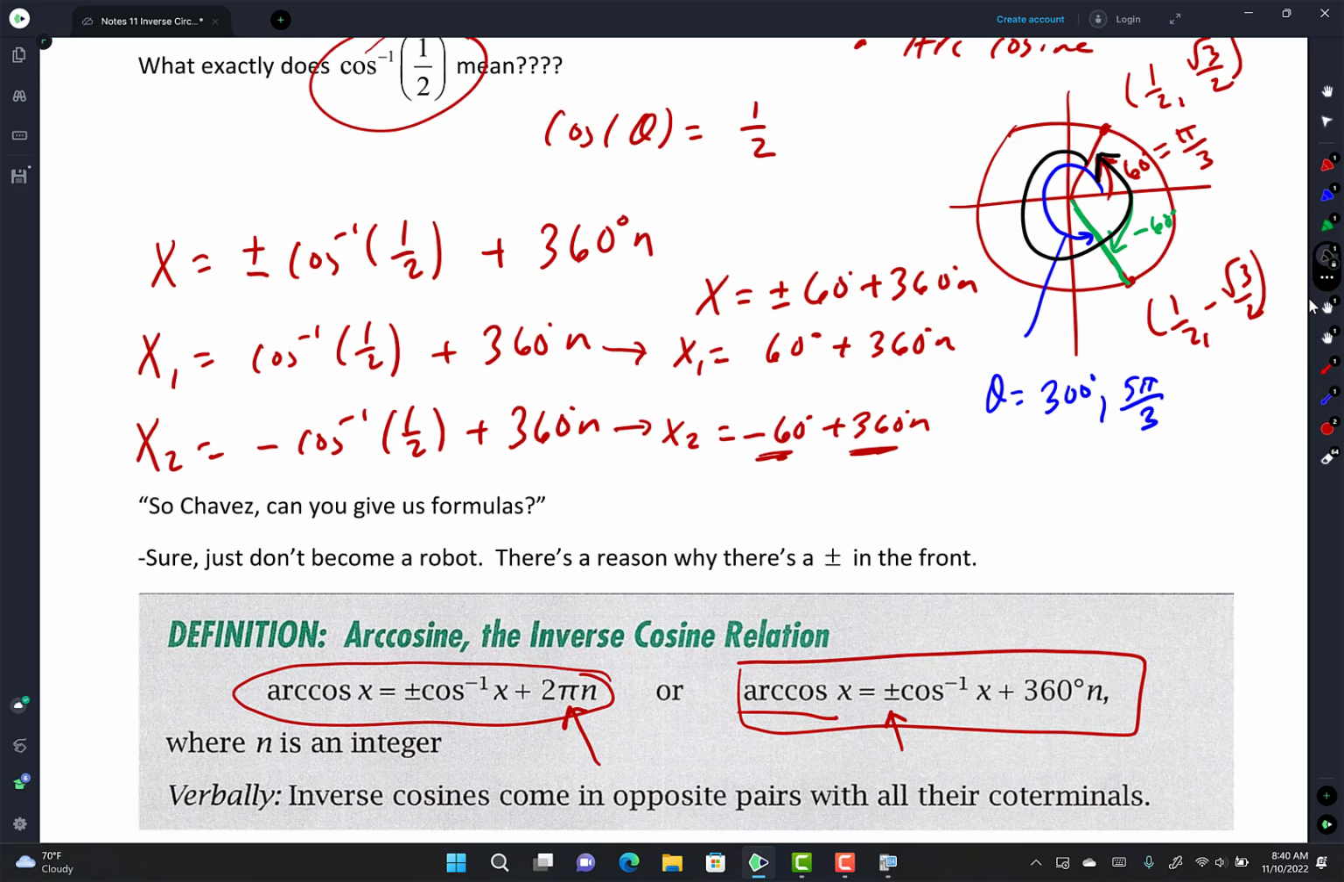Is this making sense to you guys? Okay. How do we feel? Do we feel amazing? Because we are, guys. You guys are amazing. All right. So don't be a robot. There's the reason why there's a plus minus in the front.